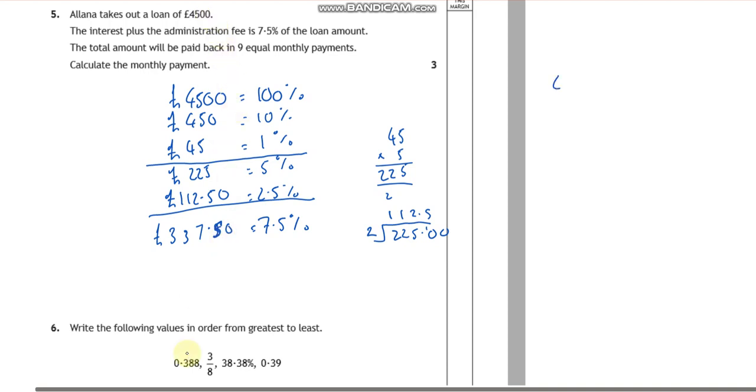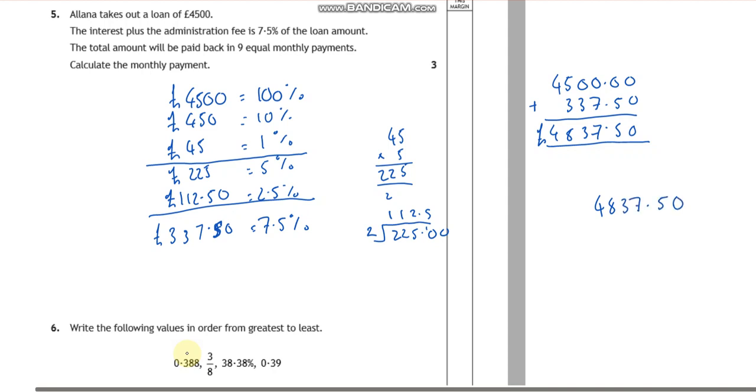So I'm going to say I've got 4500.00, and to that I will add 337.50. This is going to be my new amount. And again, just be very careful with your addition, with the columns. Just take your time, don't rush. And with that amount, I then need to break that into 9 payments. So I'm going to say I've got 4837.50, and I'm going to divide that by 9.